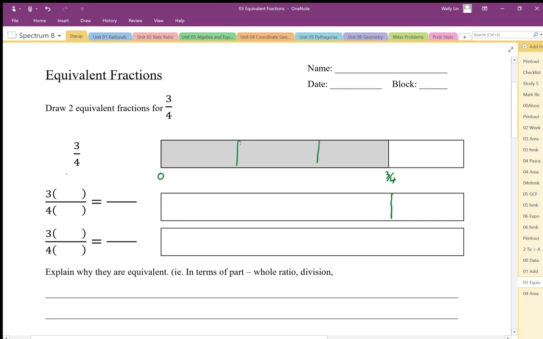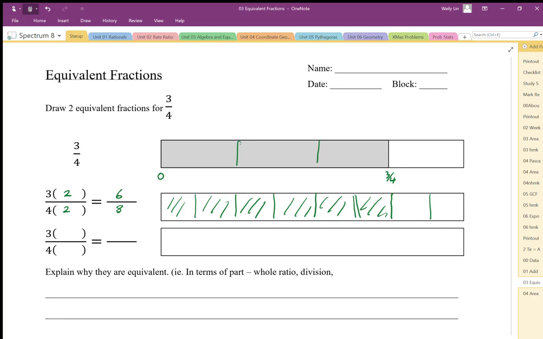So we can use a multiplier here. For example, we can do times 2, times 2, and we can say that 3 parts out of 4 is the same as 6 parts out of 8. And that times 2, remember, multiplication is grouping. So I can do groups of 2. And when I do that, I have 1, 2, 3, 4, 5, 6 parts that I'm going to shade, and 8 parts that make the whole.